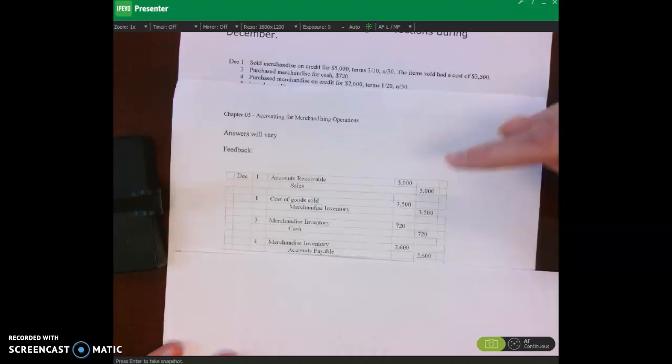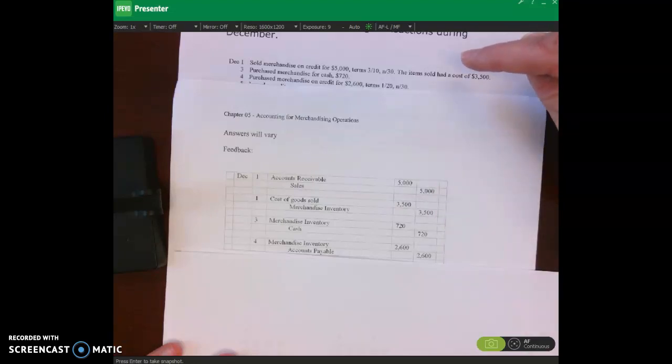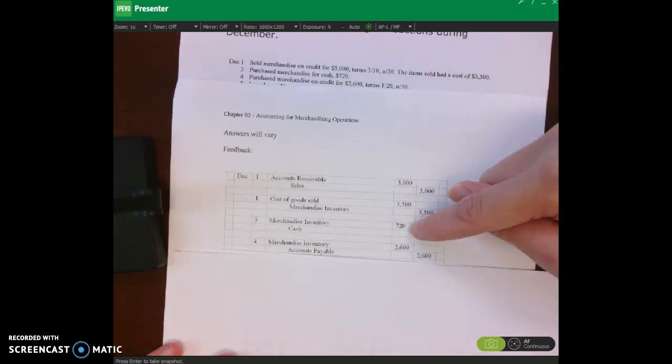Okay? On December 3rd, it says purchased merchandise for cash, $720. That is debit merchandise inventory and credit cash.